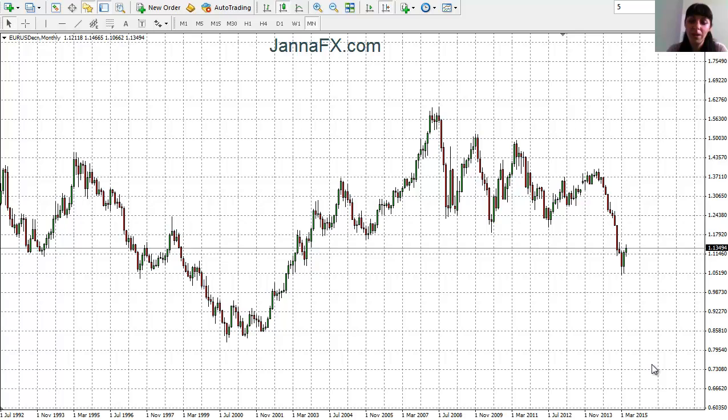Of course, we know about two types of movements on the market. It's down movement and it's up movement. So the market moves down, up and down, up and down. When the market moves down, we call it a downtrend, and when the market moves up, we call it an uptrend.